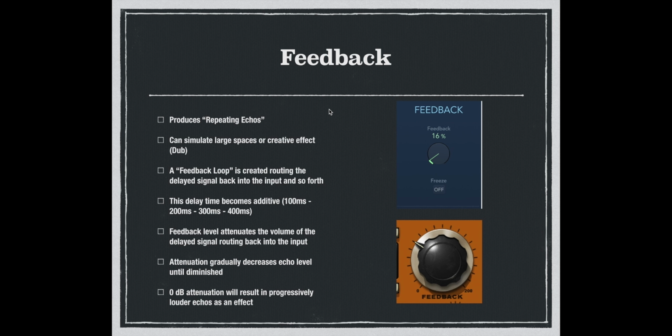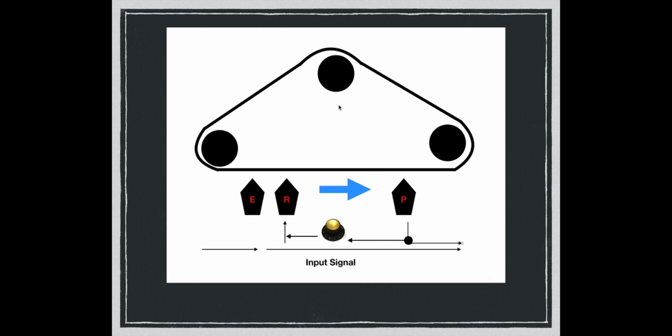0 dB of attenuation will result in progressively louder and louder echoes. And again, you could use this as an effect. It's used a lot in dub reggae, but it's something to be aware of if the feedback loop is too high, and you could also have a positive attenuation, so it gets even louder.